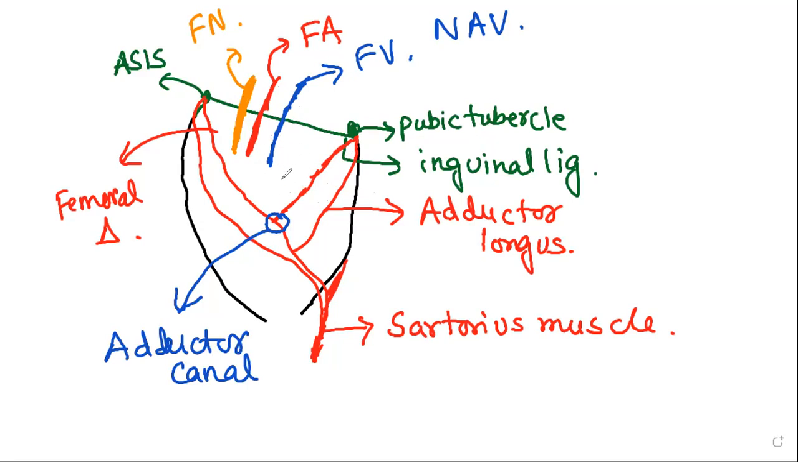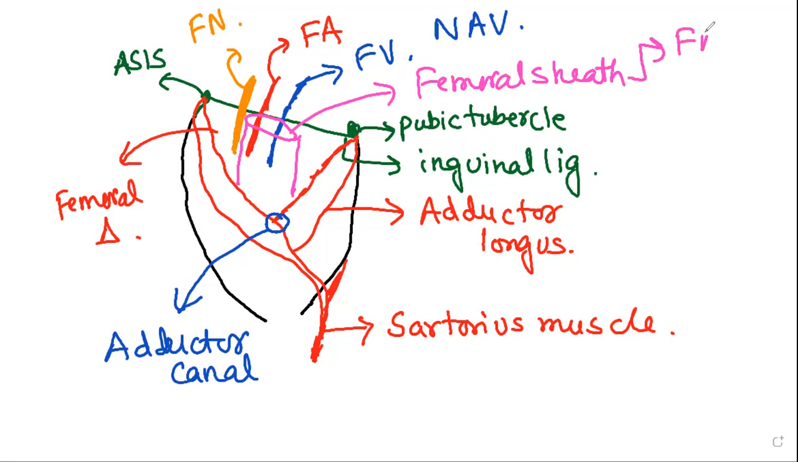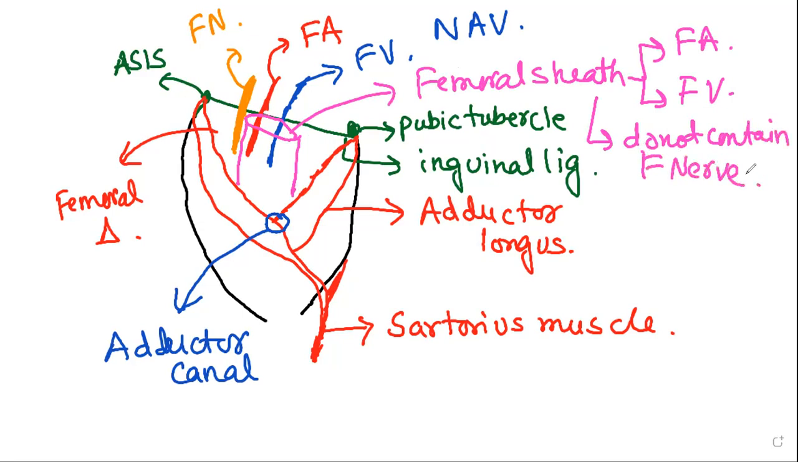These are the contents of your femoral triangle. Number one point which you must remember. Second important point. This femoral artery and femoral vein are present in a sheath that is known as femoral sheath. So please remember, femoral sheath. This is your MCQ. Femoral sheath contains femoral artery. Femoral sheath contains femoral vein. But femoral sheath does not contain what? Femoral nerve. This is your MCQ.